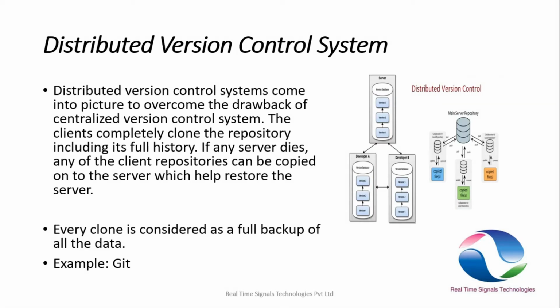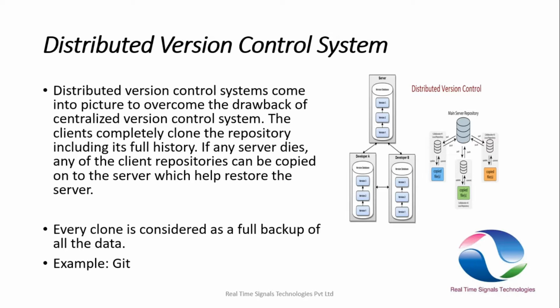This is where distributed version control systems (DVCS) step in. In a DVCS such as Git, Mercurial, Bazaar or Darcs, clients don't just check out the latest snapshot of the files, rather, they fully mirror the repository, including its full history. Thus, if any server dies, and these systems were collaborating via that server, any of the client repositories can be copied back up to the server to restore it. Every clone is really a full backup of all the data.